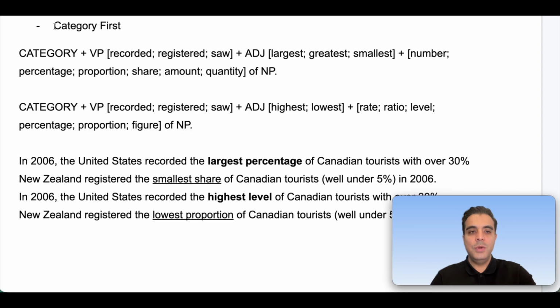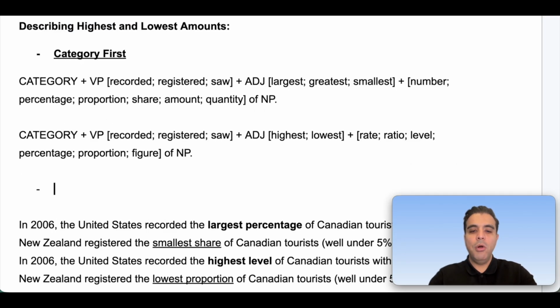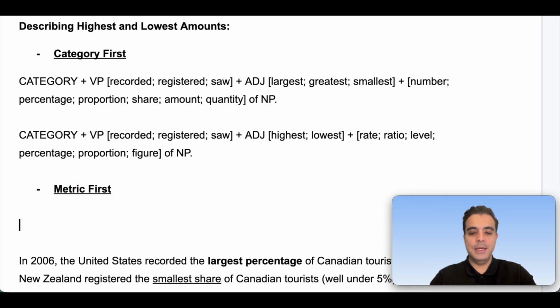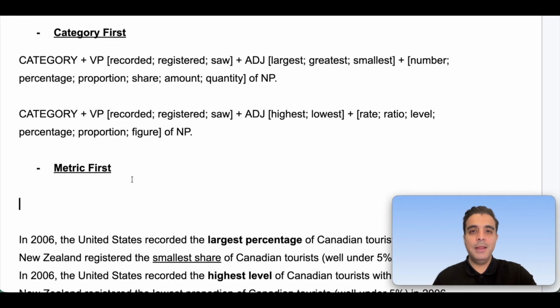Okay, so we've now looked at the first structure, which is category first. If you recall, the second way or second structure that we could use to describe highest and lowest amounts was called the metric first structure. And let's see what the metric first structure looks like. Keep in mind that once again, we're describing the same thing. We're describing highest and lowest amounts. We're just using a different format and structural form here.